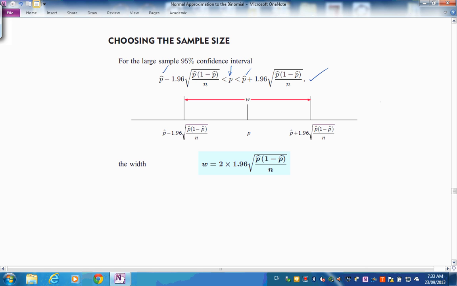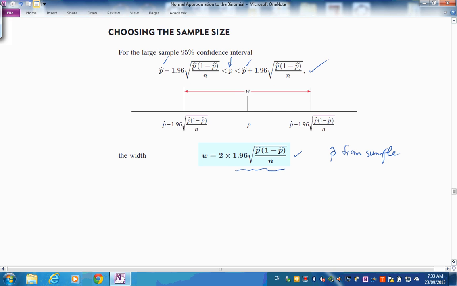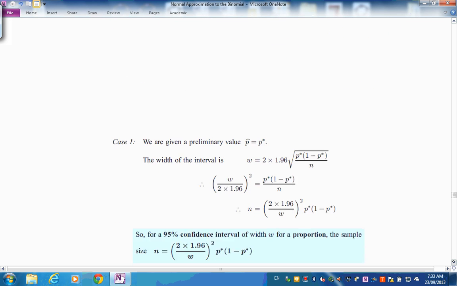So the same maths as before. The width is 2 lots of 1.96 sigma, which is the square root of p hat, 1 take p hat, on n. Notice we have to use p hat, which is coming from the sample. P hat is from the sample. And that would be our width. Let's have a look then.